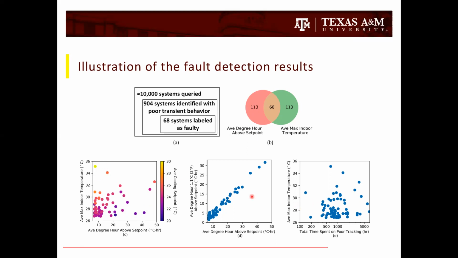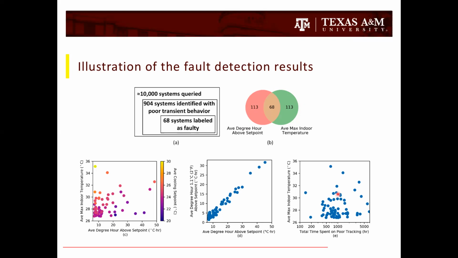Figure D compares the previously defined degree hours with the degree hours when the indoor temperature is 2 Fahrenheit above the set point. The results show a strong linear relationship, indicating that higher degree hours mean higher temperature and longer time. Occupants living in a high degree hour conditioned space have to endure high indoor temperature well above the set point value they selected for several hours every day.